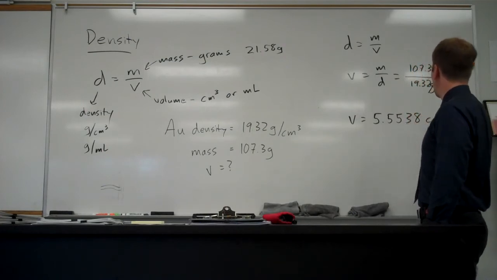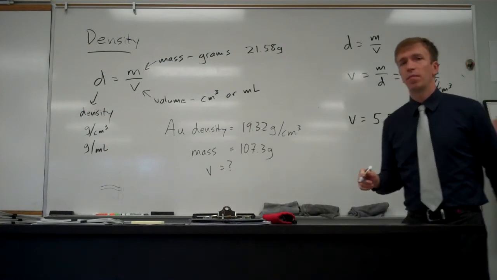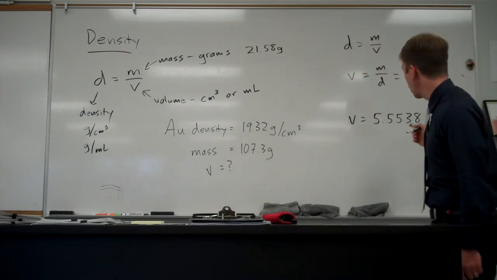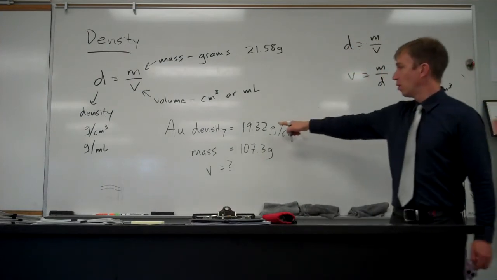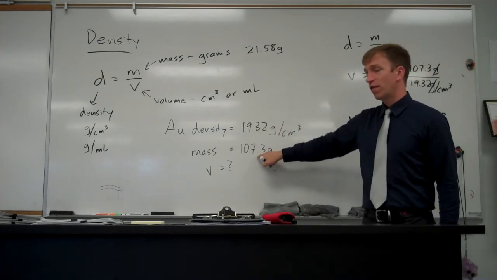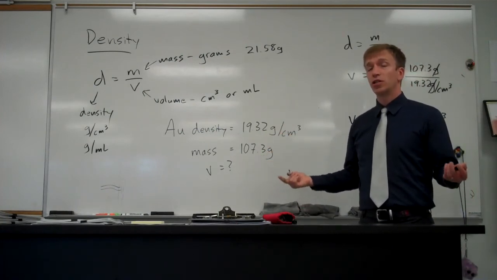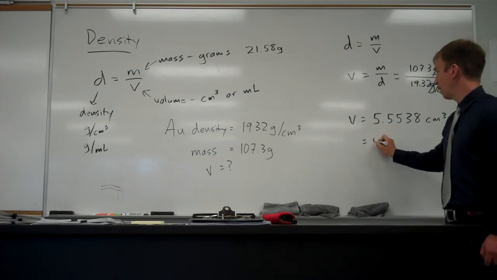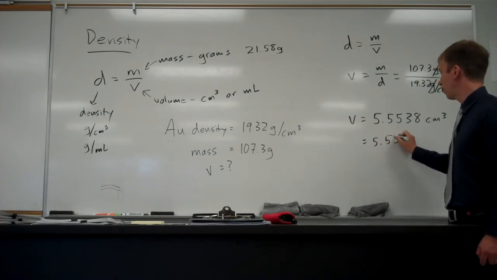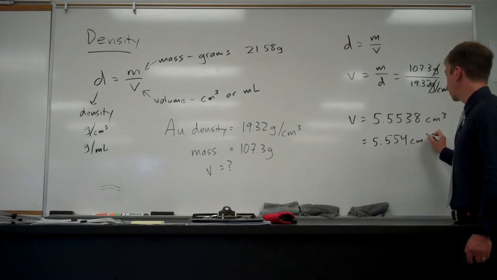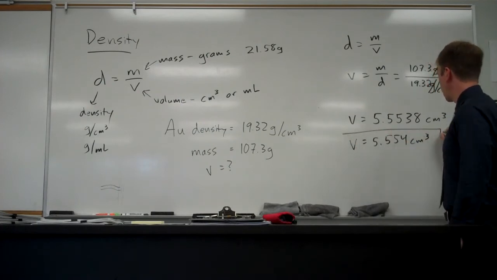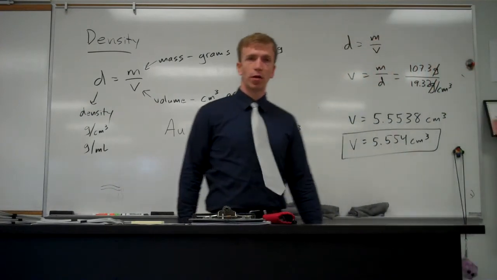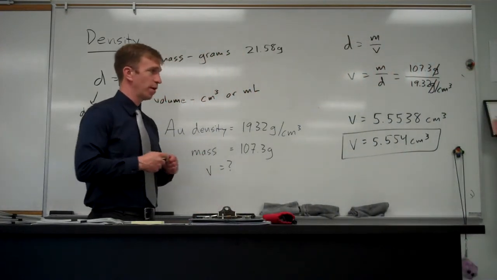5.5538 centimeters cubed. But we're not quite done because we have to get the answer in the correct number of sig figs. So we look at our problem here. We are given 4 sig figs here and 4 here, which means that our answer should have 4 sig figs. So we have to round this to 5.554 centimeters cubed. And that's the volume of our gold bar. It would actually be a relatively small gold bar, but again, worth quite a bit of money.